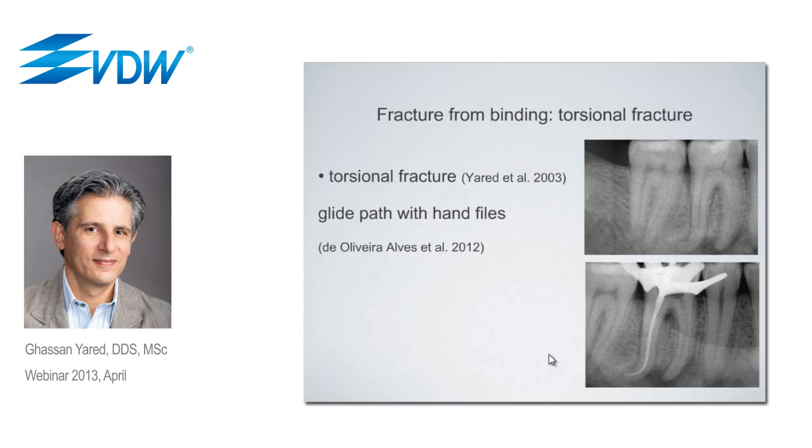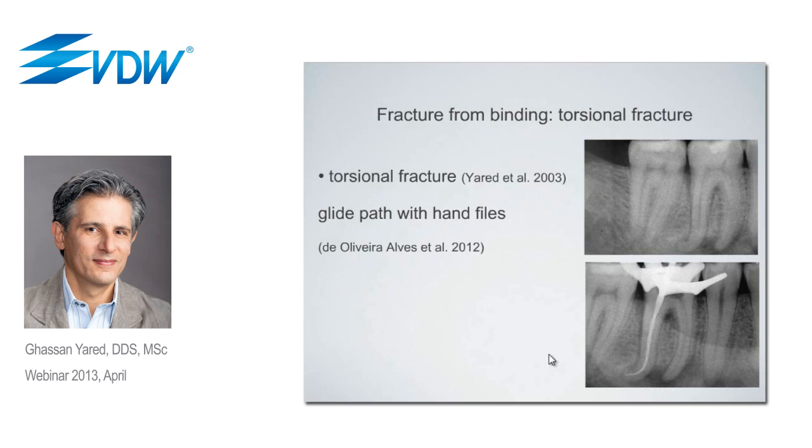So with the glide path, we know from studies that the chances of binding are less, the torsional stress is less, and therefore the incidence of torsional fracture is lower. The glide path can be created with hand files.